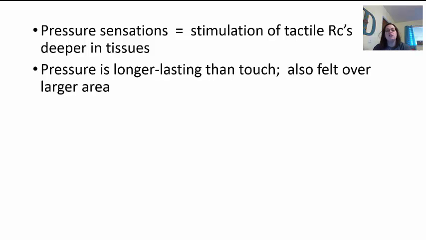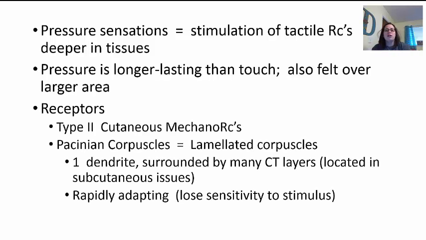It also is felt over a larger area. It's not necessarily felt in just one area. When you put pressure on something, you're going to feel it in a larger area. So one of the examples of these are the type 2 cutaneous mechanoreceptors, but then more specifically, they're not the Ruffini example that we saw on the last slide.